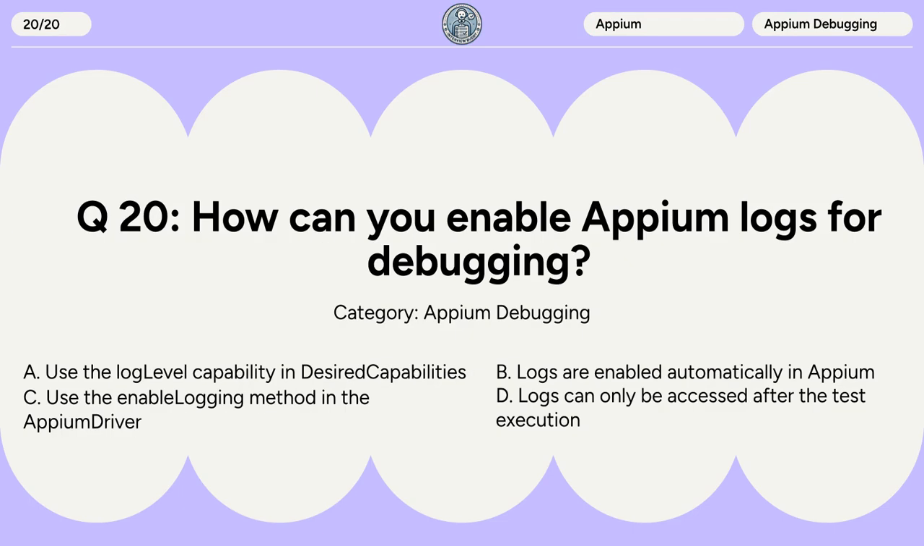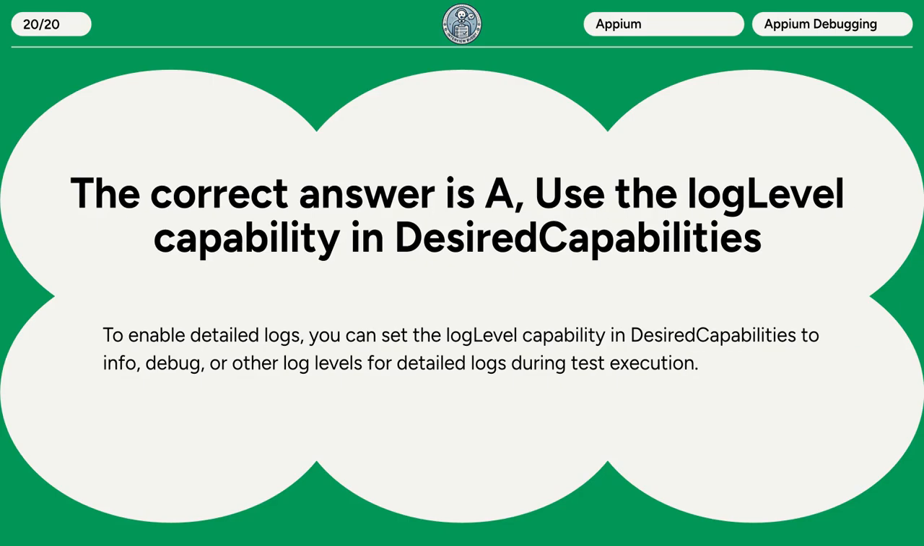Question 20. How can you enable Appium logs for debugging? A. Use the log level capability in desired capabilities. B. Logs are enabled automatically in Appium. C. Use the enable logging method in the Appium driver. D. Logs can only be accessed after the test execution. The correct answer is A. Use the log level capability in desired capabilities. To enable detailed logs, you can set the log level capability in desired capabilities to info, debug, or other log levels for detailed logs during test execution.